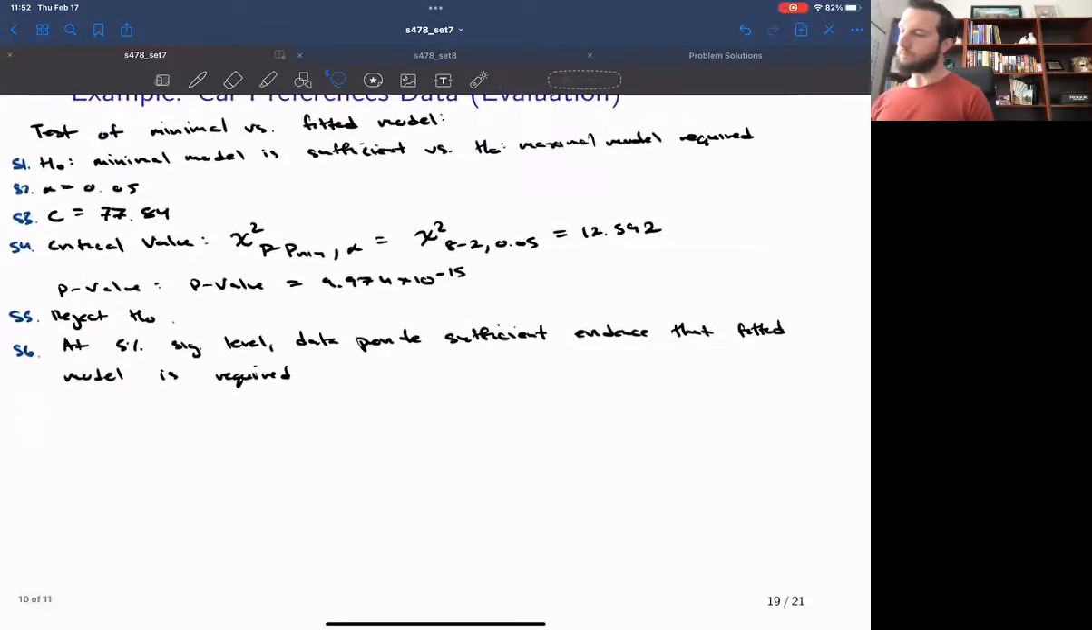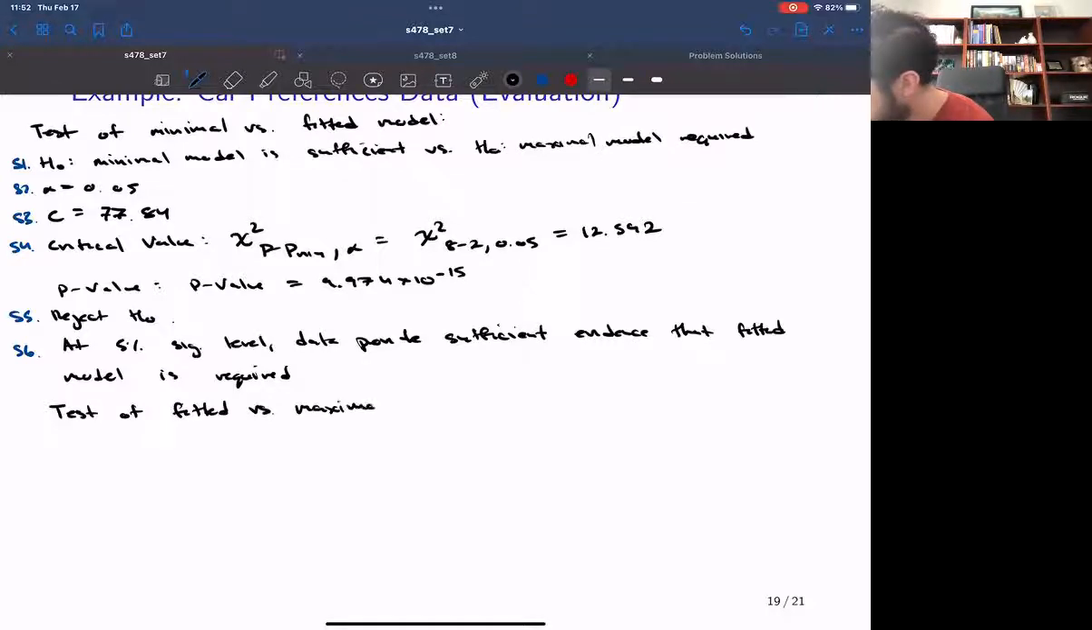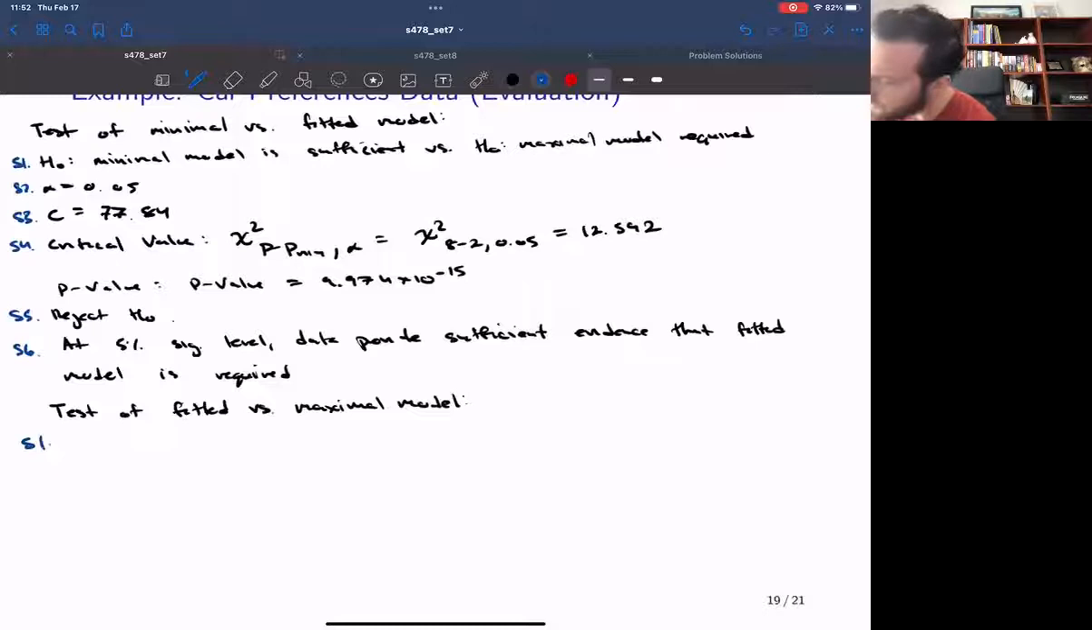Okay, and then now for the deviance. This is very important. Again, the output in R gives you that residual deviance value, which is basically 2 times the log likelihood times a negative. Now when we're using the deviance, what we are doing is testing the fitted model versus the maximal model. So we have here the test of fitted versus maximal model.